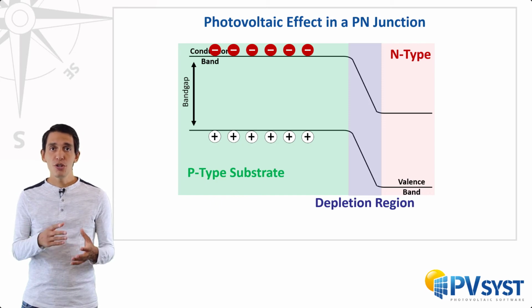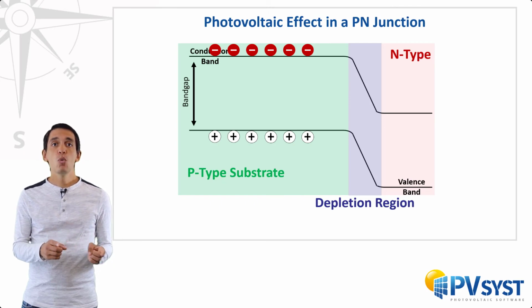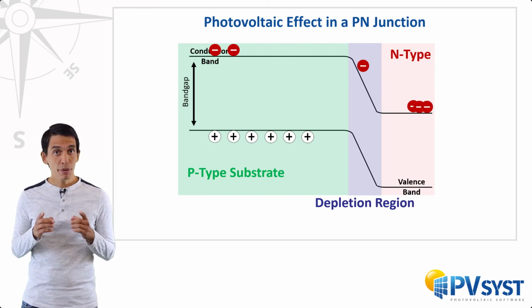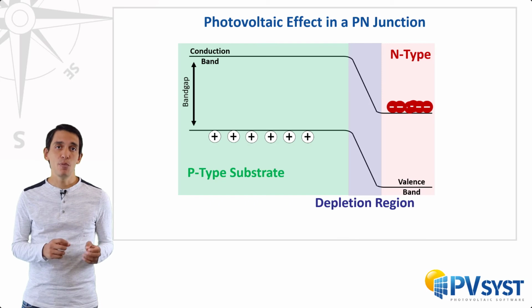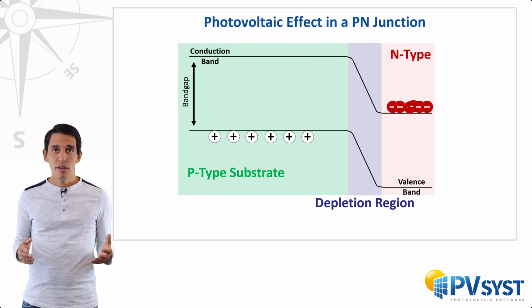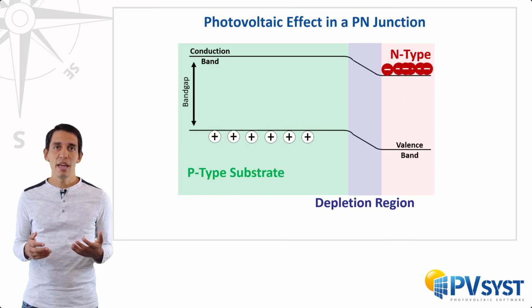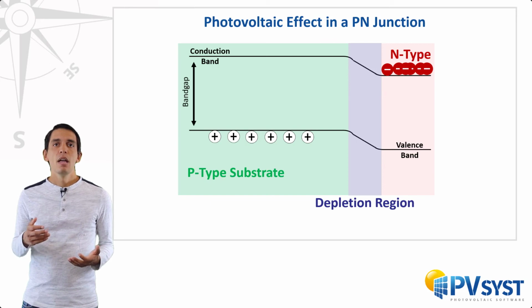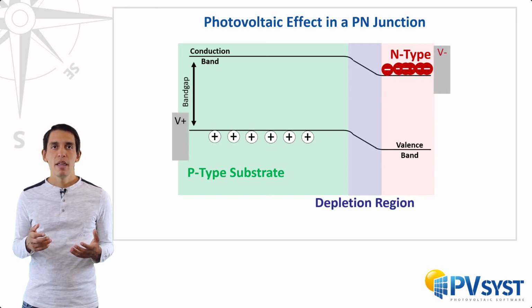Therefore, as the charges diffuse, the electrons that reach the depletion region will move towards the n-type region, but the holes will stay in the p-type region. Eventually, charges will be effectively separated. This has an effect on the band diagram as the energy levels shift. If we show our metallic contacts, there is now a voltage difference between them.